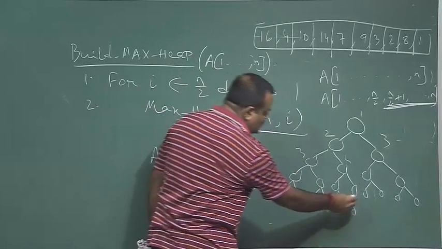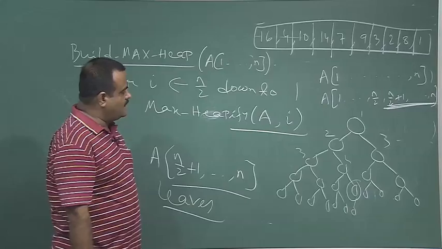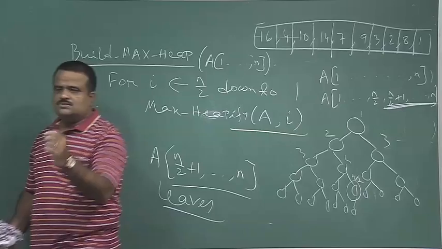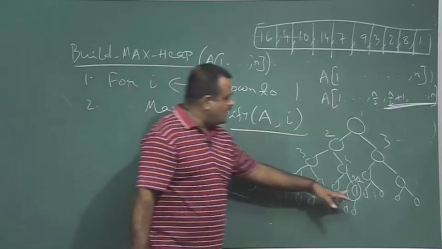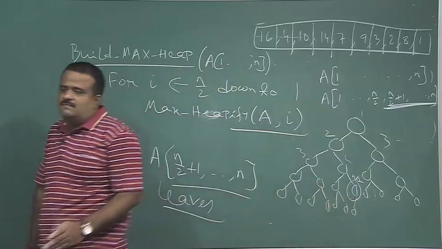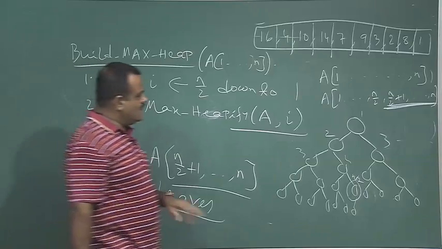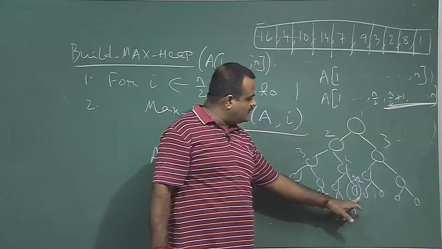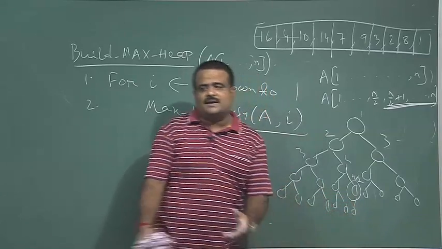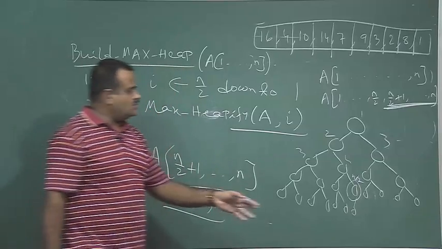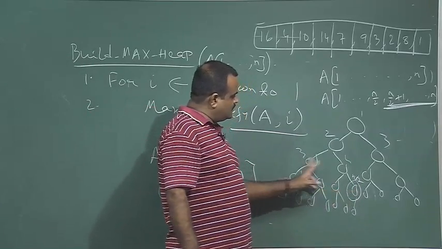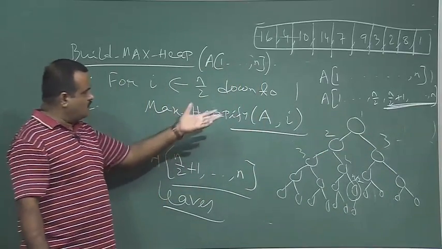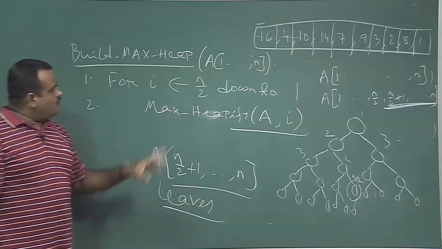Now, n by 2 is the first node which has at least one child. We need to start from here, because this may have a violation of the Max-heap property. So, we need to call Maxify here. When we call it, we ensure this is Maxified, because even if it has two children, they are only leaf nodes, which are already Maxified. Like this we continue and reach the root. So, this is the code for this.